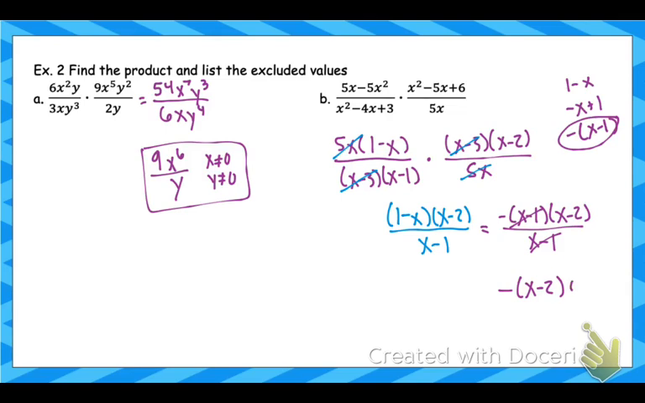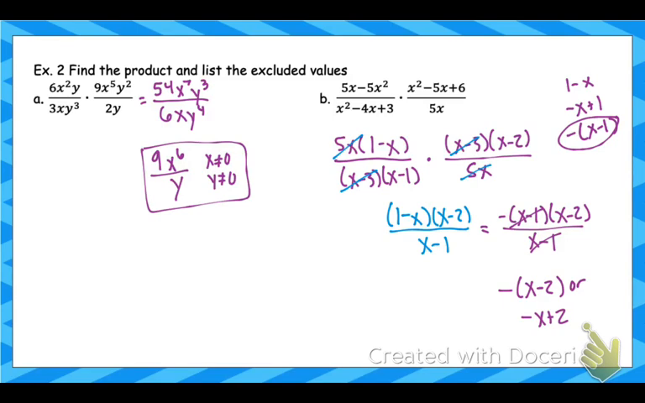Now you can write it like this, or you can write it like this. Either way, it's up to you. Just keep in mind, when it comes to your answers here, the numerator or the denominator needs to be either fully factored or fully multiplied out in standard form. Either one's okay, but you can't have this mix of it's kind of factored and it's kind of not. The last thing we need to include are the excluded values.